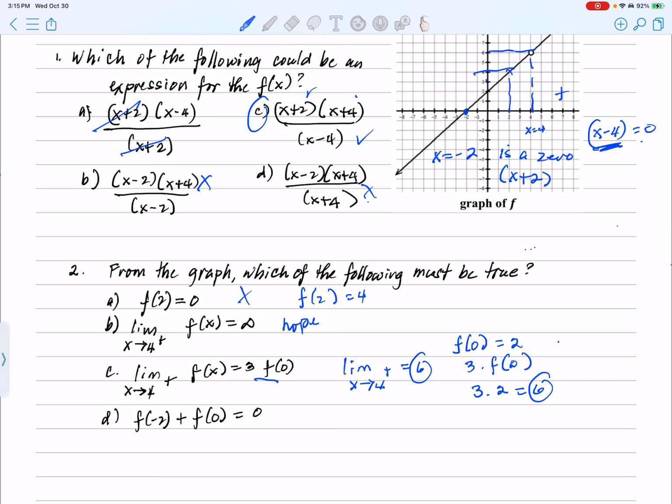Okay, the function is 2 right here. So f of negative 2 is 0 plus f of 0 is 2. The answer is 2, so it's no. Okay, it's no. So our answer is C.